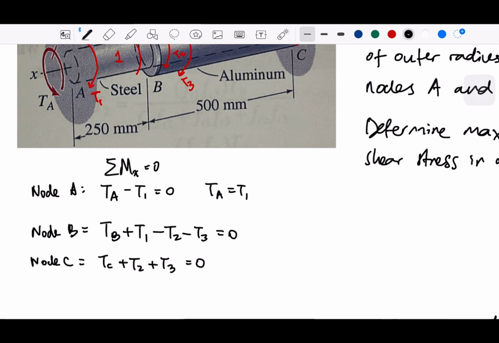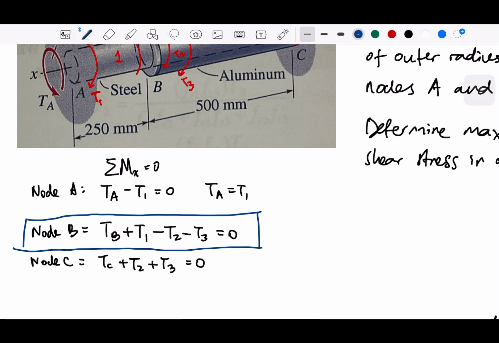I think the most important part of our calculation is this node B. Do you know why? Because we have all the necessary torques, T1, T2, and T3, included in that diagram. So we need to take this node B as our basis. And then we take the geometric deformations as our assumptions, or our compatibility equations.